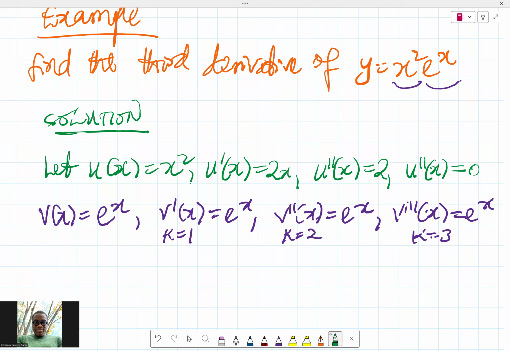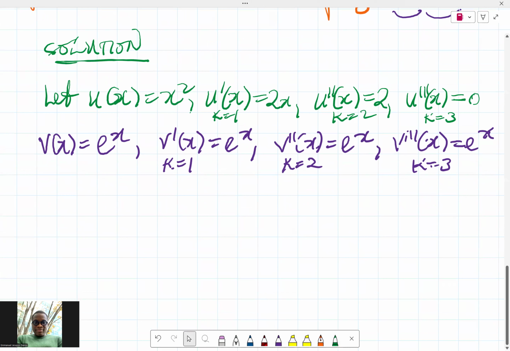And when you come up here, k here is equal to 1, k here is equal to 2, and k here is equal to 3. Okay, 3, not just 2 strokes, like 3 like this. Okay, so let's apply the Leibniz formula for n equals 3.